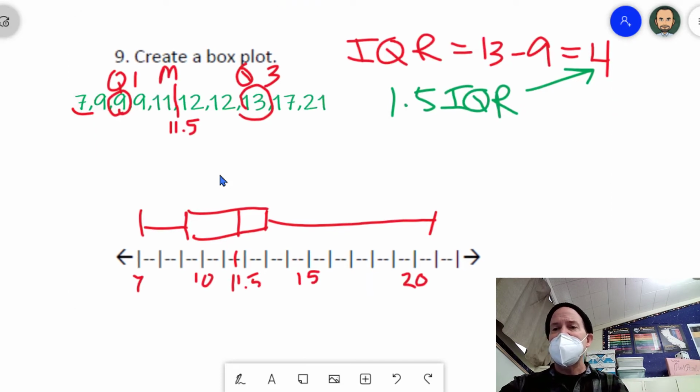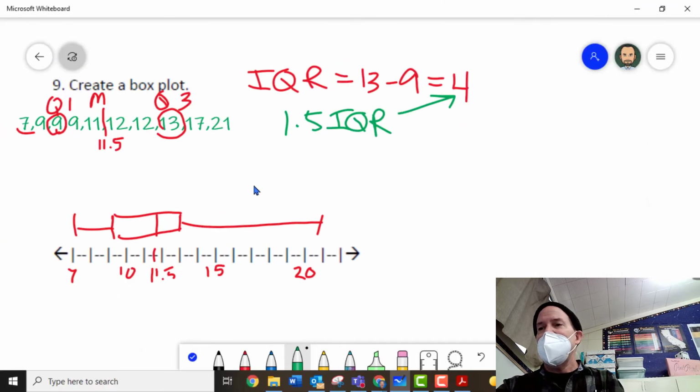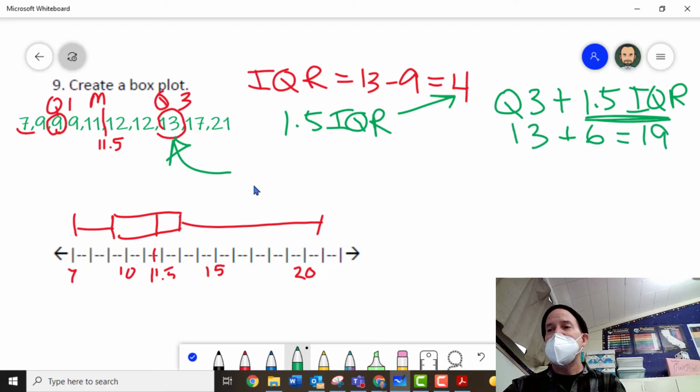Trying to create some space. How about I slide the whole thing to the left? Okay. So you're basically going to take quartile 3, and you're going to add that 1.5 times the IQR. And we said this 1.5 times the IQR is 6, right? And quartile 3, you can see from your picture here, or from your numbers that are in order, quartile 3 is this number, 13. So it's going to be 13 plus 6, which equals 19. So that's this boundary line right here at 19.